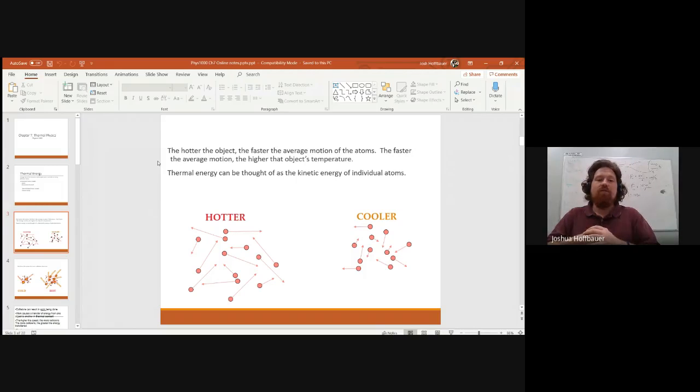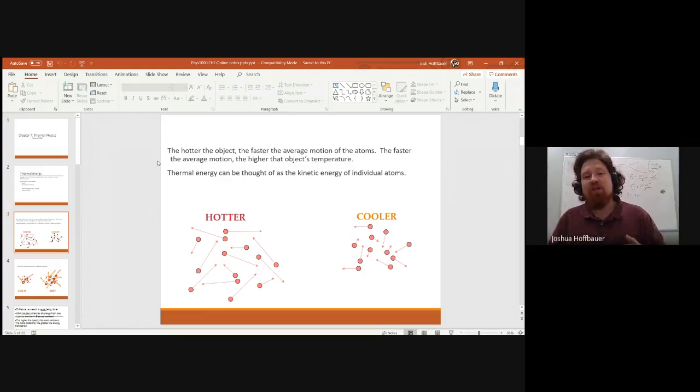So on the atomic level, what happens when objects possess thermal energy is their particles start to move around more. We talked about the states of matter before, solid, liquid, gas, and plasma. And we noted that the differences between the states of matter have partially to do with how fast their particles are moving and how far apart they are.